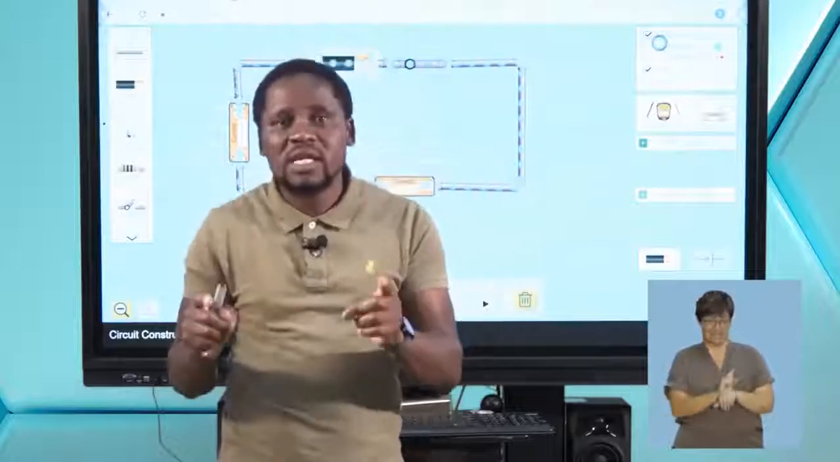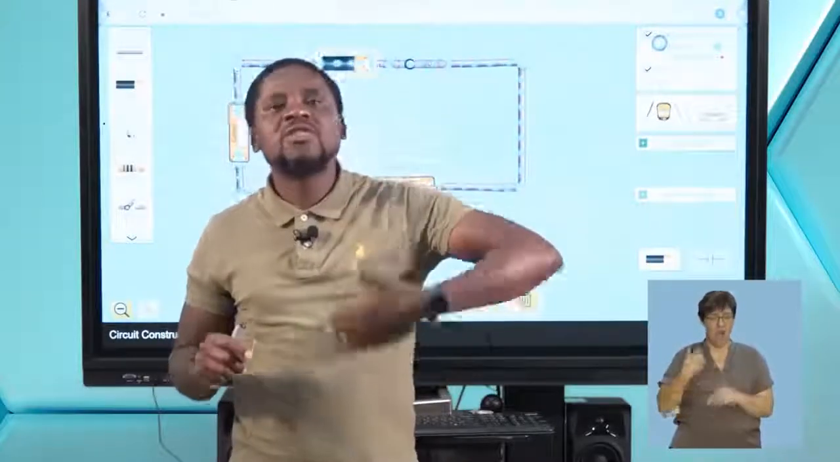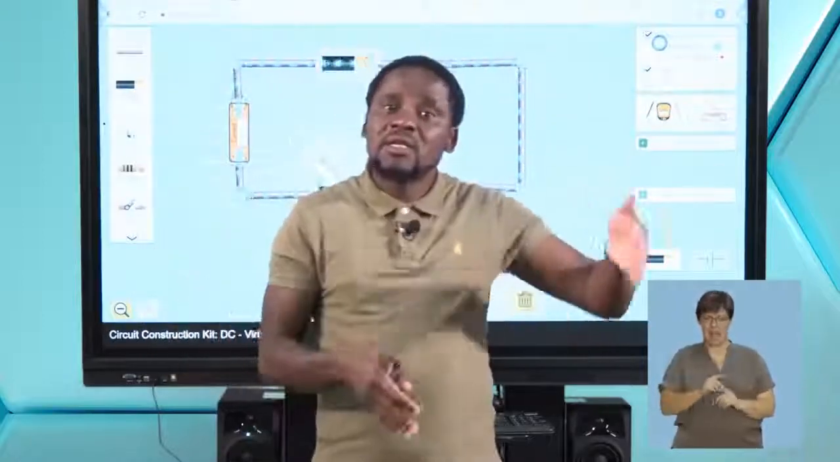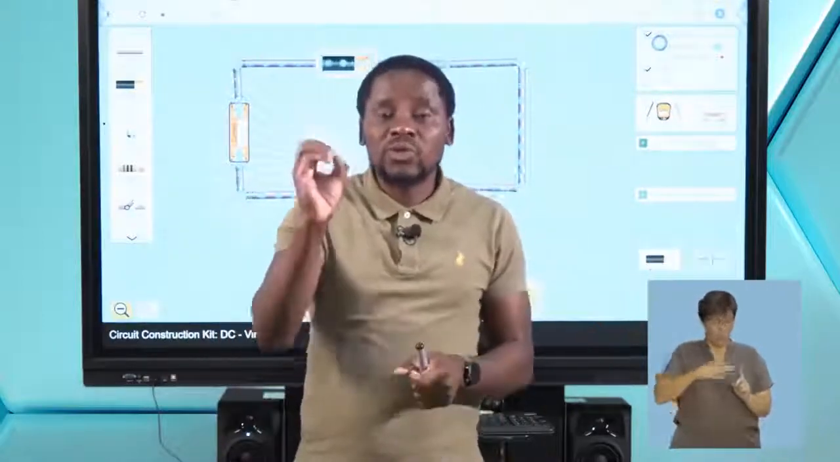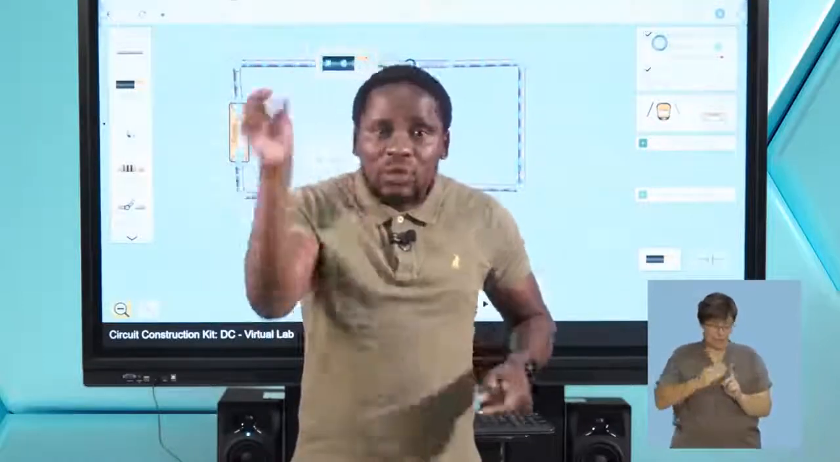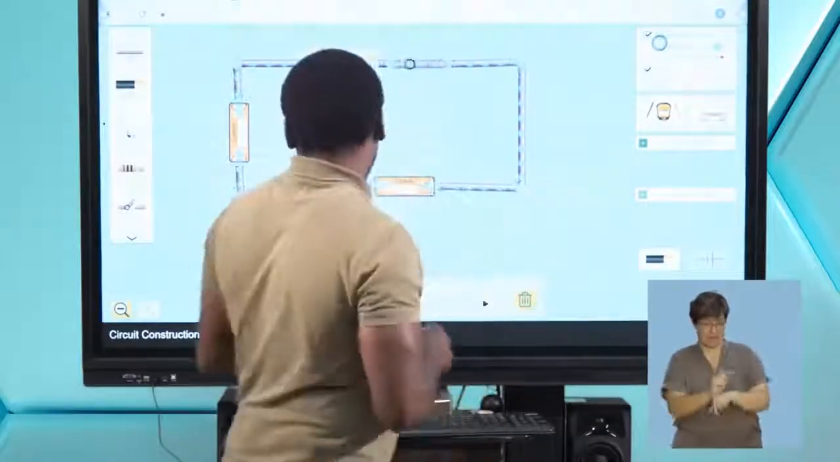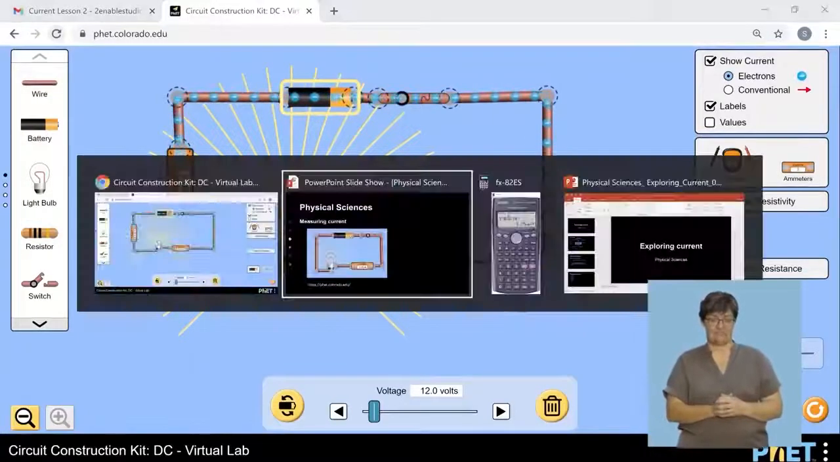And why do we continue to emphasize a point? Yes, we connect the ammeter in series, or at a point, because we want to know how many of those coulombs of charge actually pass through that point for every second. Right, let's go back to our simulation.